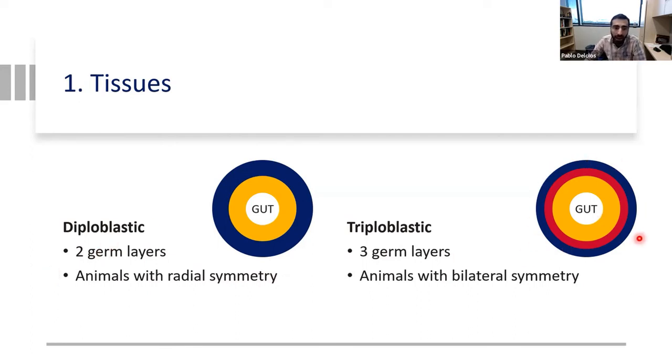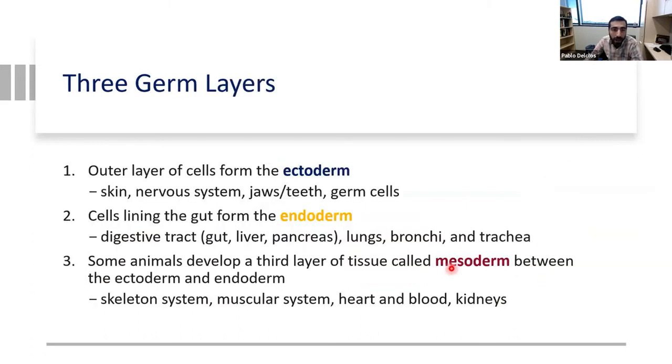And then there's triploblastic, which is essentially just three germ layers. There's all the cells that line a gut. There's also all the cells that line the exterior, like the skin or the cuticle, depending on the animal you're talking about. And then there's an internal layer called the mesoderm. And this is most commonly seen in animals with bilateral symmetry.